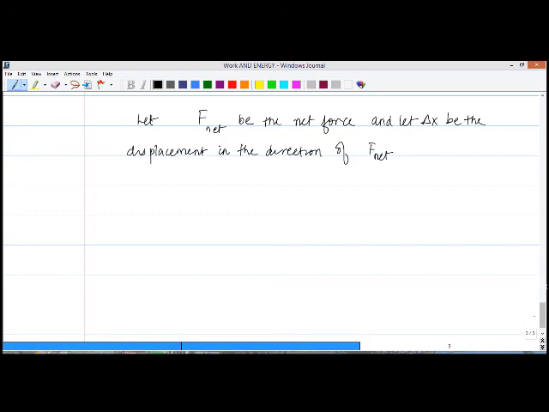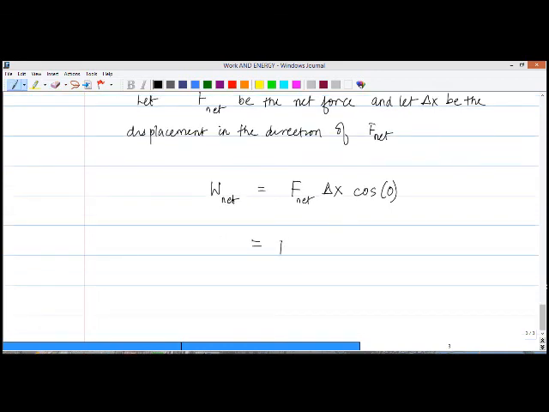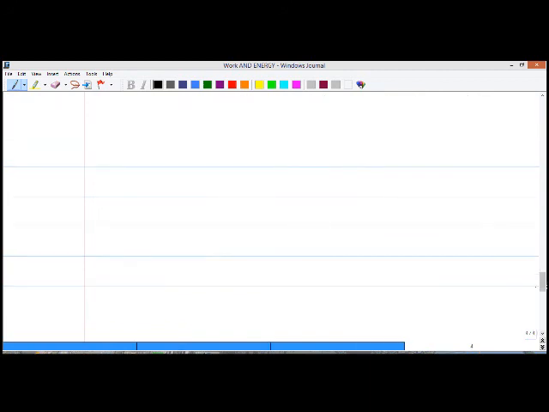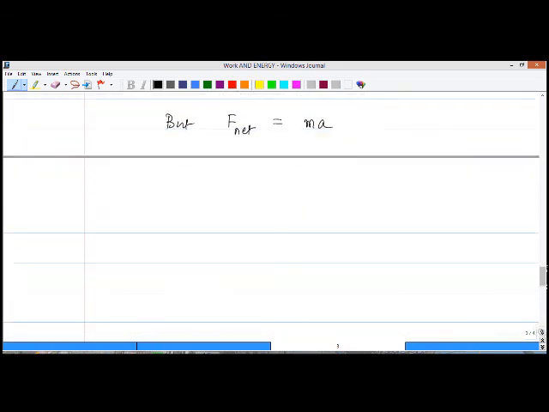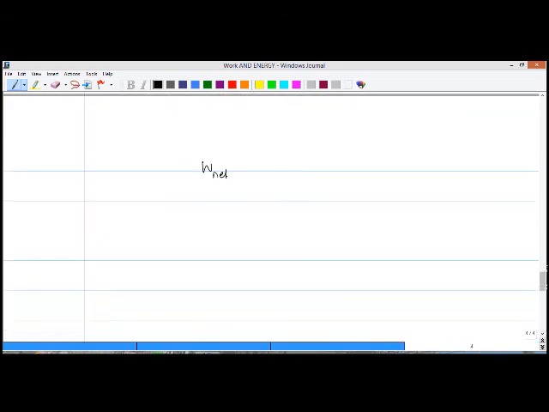So the net work that is done is equal to simply F net multiplied by delta x multiplied by cosine of 0, as the two are parallel to each other. This is simply equal to F net times delta x, which is W net. Now we know from Newton's second law that F net is nothing but m times a. So W net is equal to m times a times delta x.